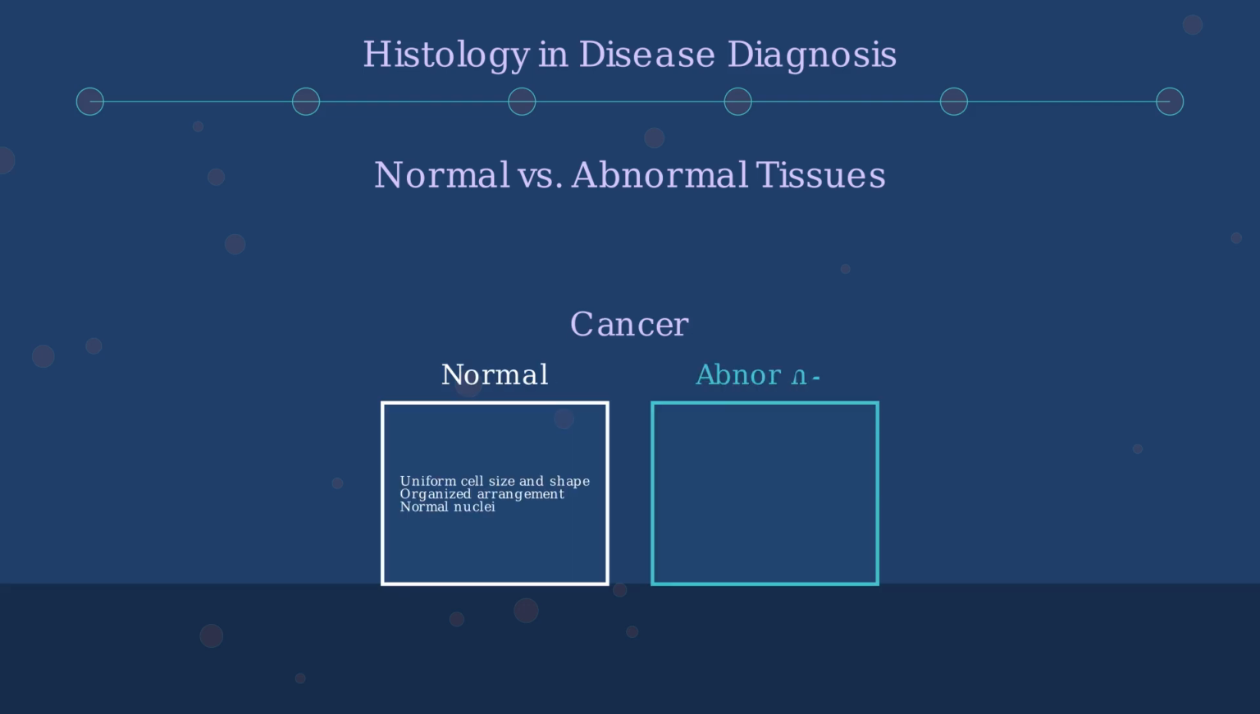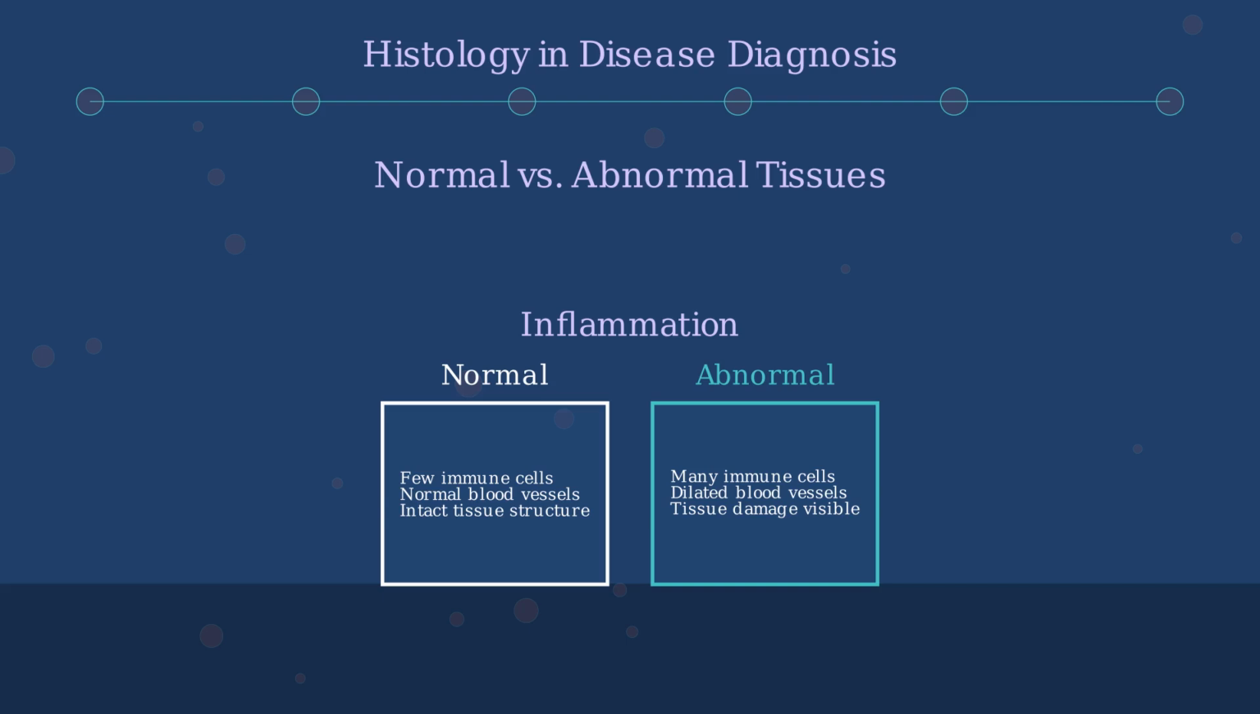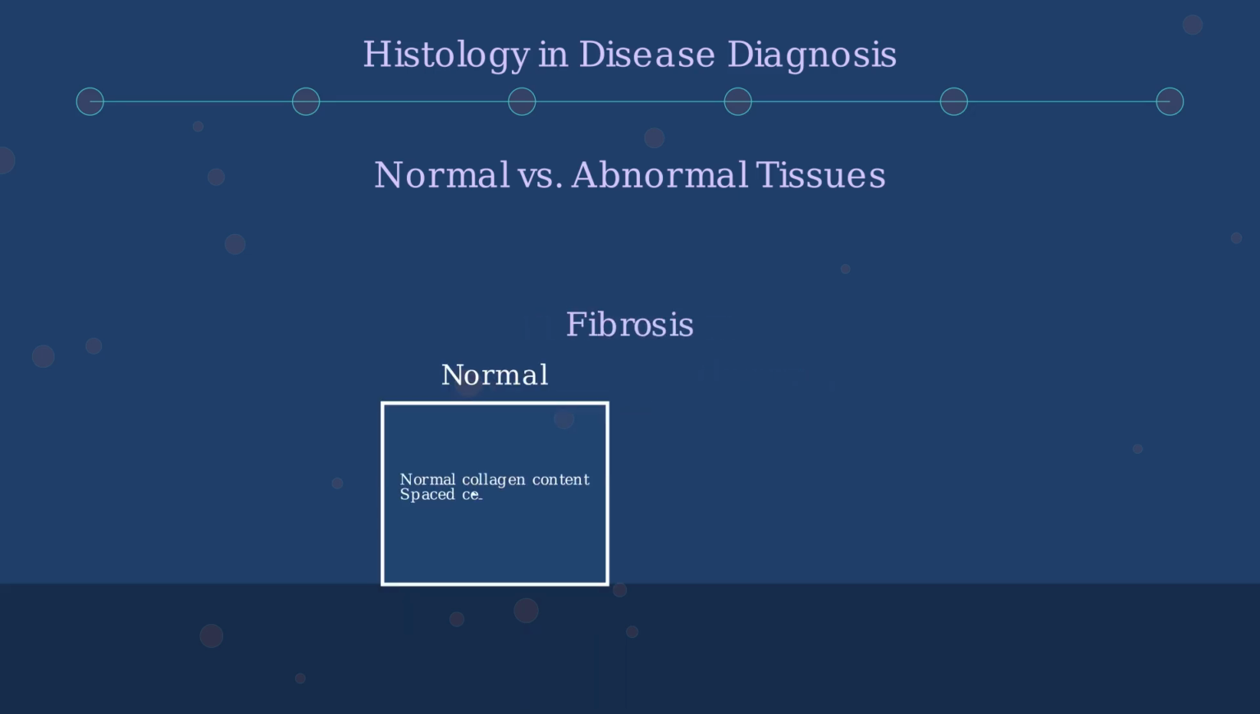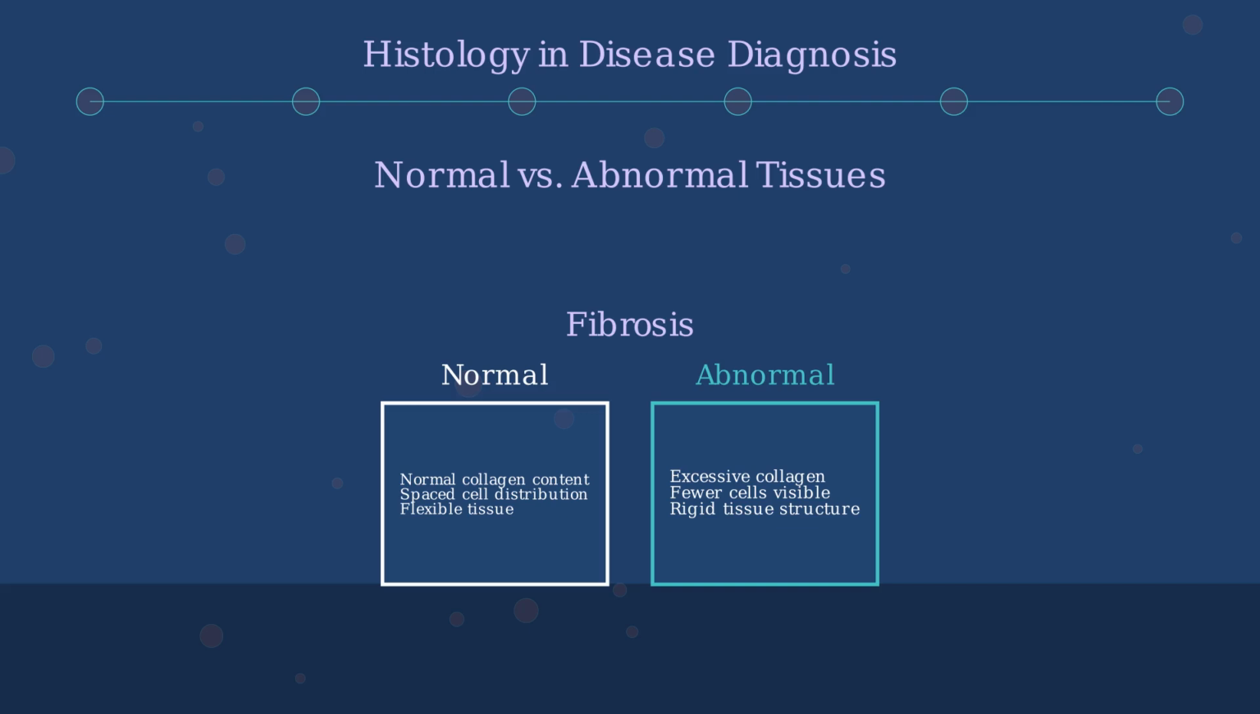In cancer, normal tissues with uniform cells and organized arrangements transform into a disorganized mass of cells with varied sizes and enlarged nuclei. Inflammation is characterized by an influx of immune cells, dilated blood vessels, and visible tissue damage, contrasting with the normal tissue's intact structure. Fibrosis shows excessive collagen deposition, creating a rigid tissue structure with fewer visible cells, unlike the flexible, normally spaced cells in healthy tissue.